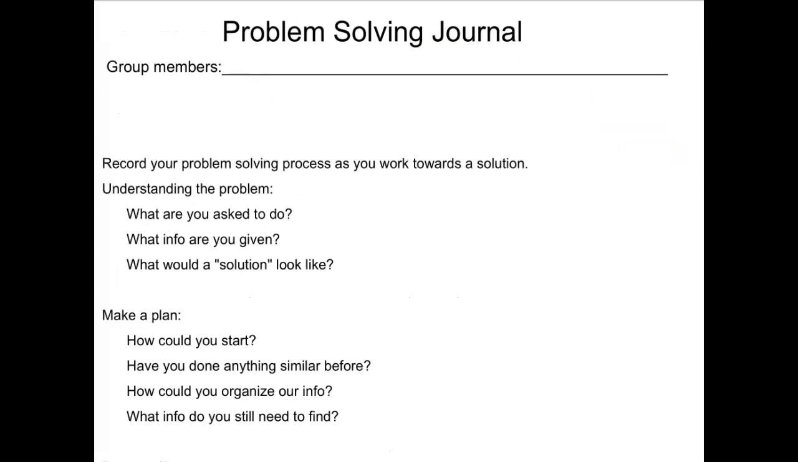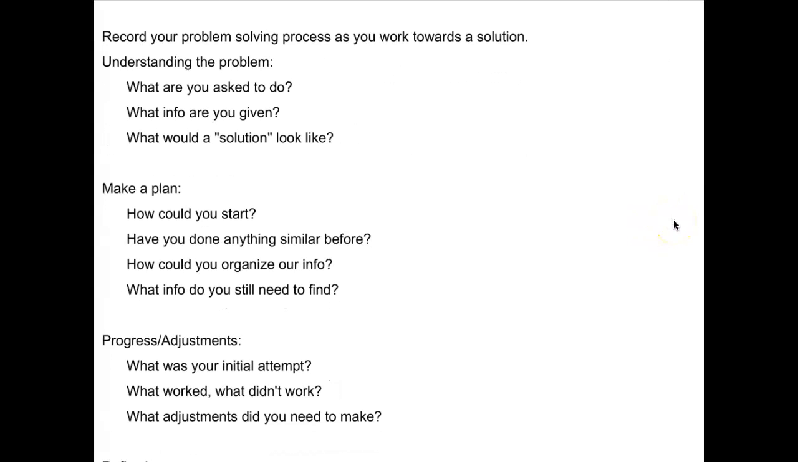While they're working through the problem, I do have a problem-solving journal that they can keep track of their process, things that they should look at, whether they're understanding the problem or not. Some questions to ask themselves: what are you asked to do? What kind of information are you given? And what would a solution look like? When they are making their plan, they can ask themselves questions like, how could you start? Have you done anything similar before? How could you organize your information? And what information do you still need to find?